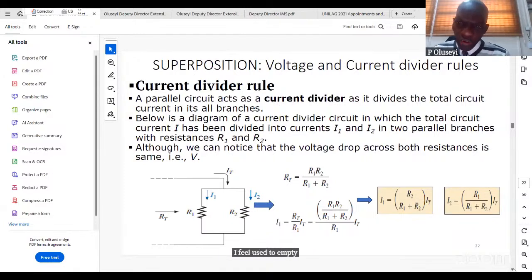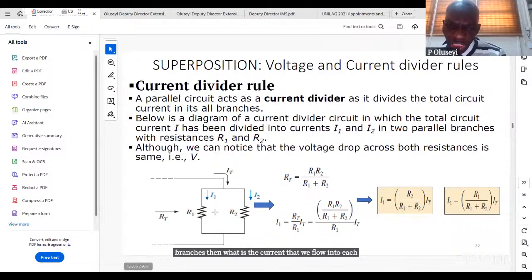I've taught you the current divider method. It will be of great use in this place. That's why I revisited it again for your knowledge. When you are dealing with the current divider rule, you have your total current flowing into two branches. Then what is the current that will flow into each? What will flow into each will be a reciprocal of what will flow into the other. So the major thing I would want you to take into account is that when current I1 is flowing through R1, what will be your numerator will be R2. Take note of that.